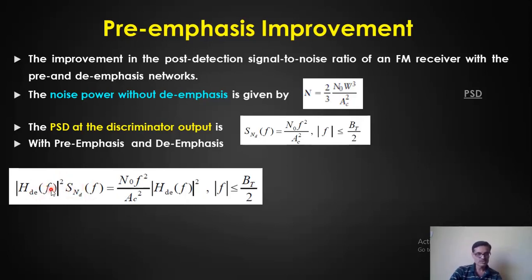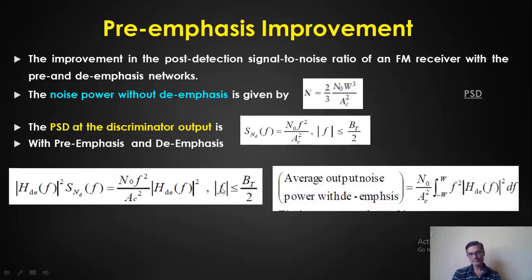If I substitute S_ND of f, it is N naught f square by A_c square multiplied by the square magnitude of H_DE of f, within the transmission bandwidth of the signal. Correspondingly, the average output noise power.